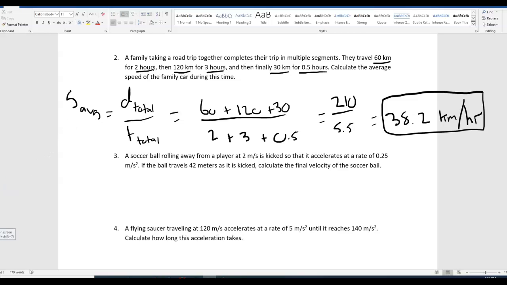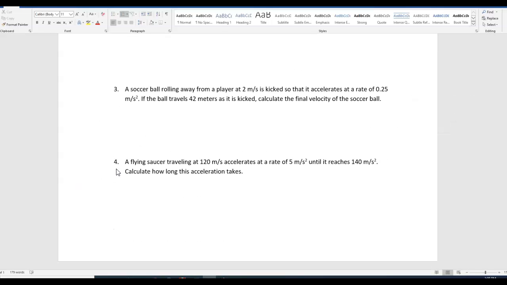Okay, question 3. Question 3 and question 4 are both problems involving constant acceleration. See if you can get the answer for question 3. Question 3 says a soccer ball rolling away from a player at 2 meters per second. As you're going through, look for context clues like stopping or at rest, and also look for numbers, and pay attention to the units. Remember, meters per second is the unit for velocity, so when I say 2 meters per second, I know that's got to be a velocity.